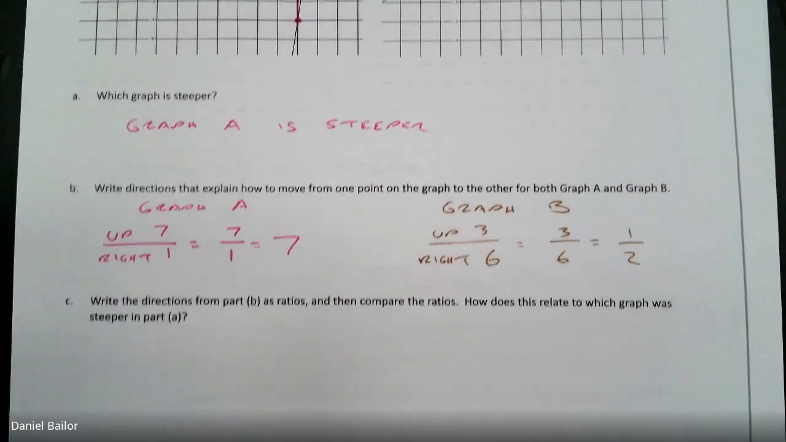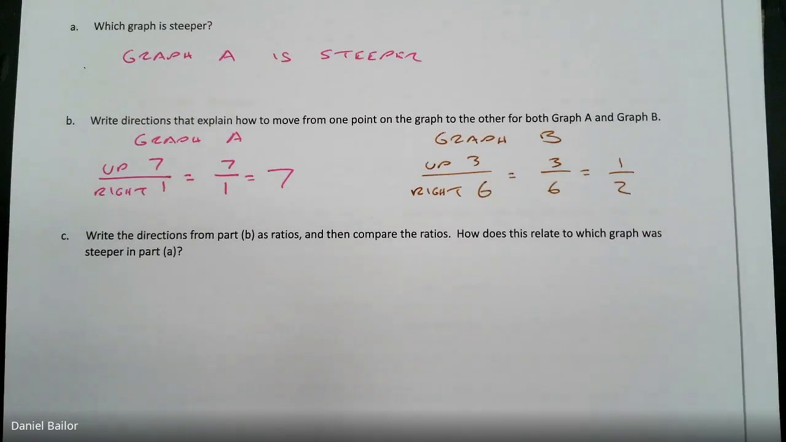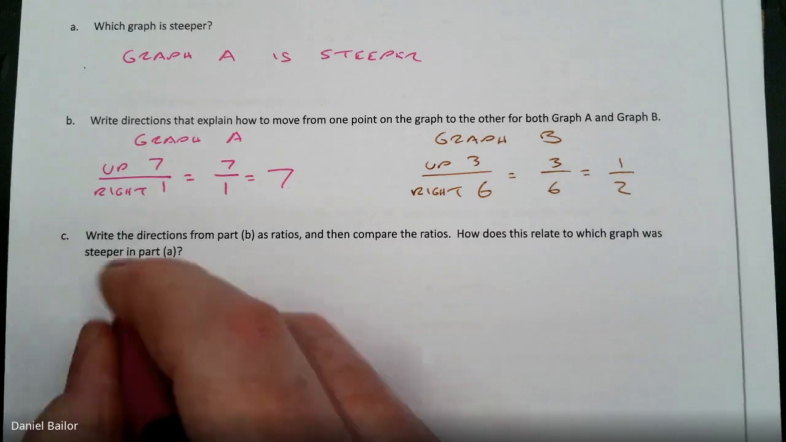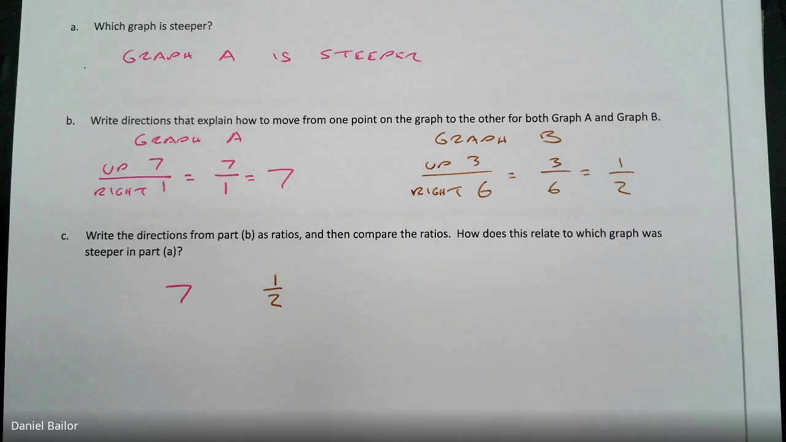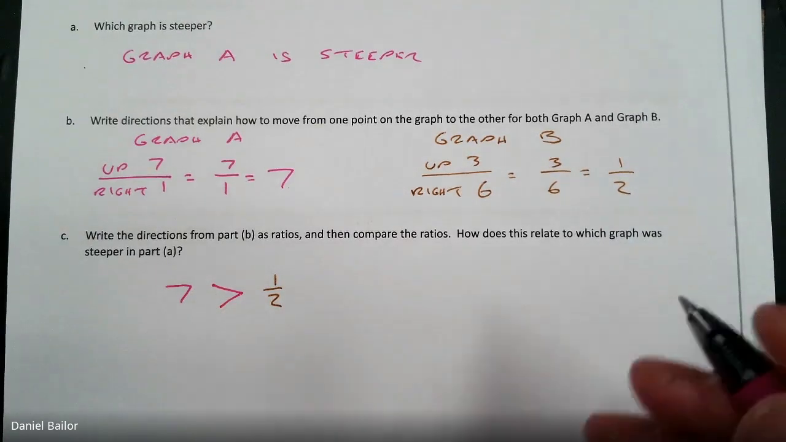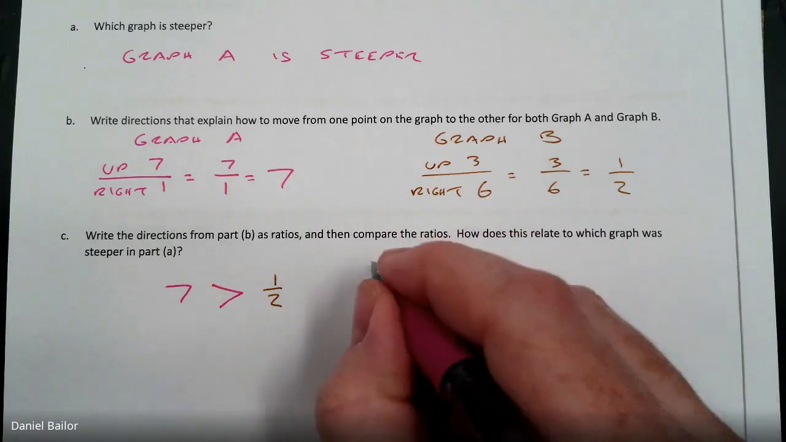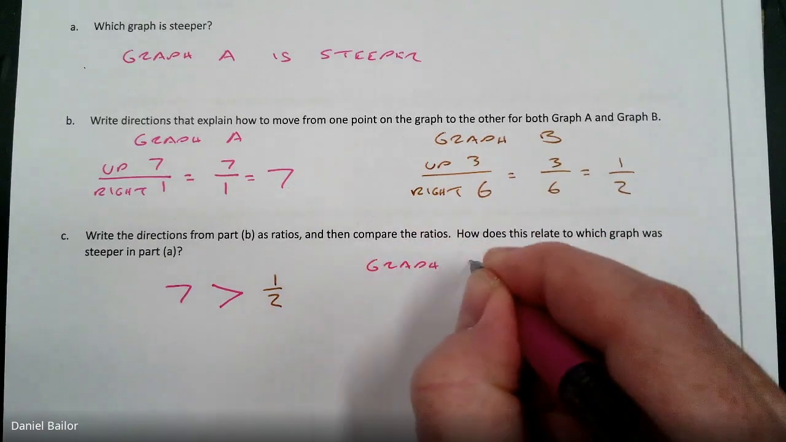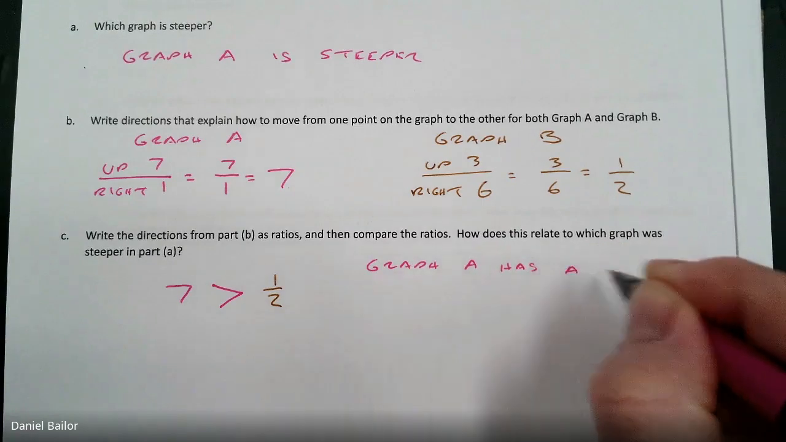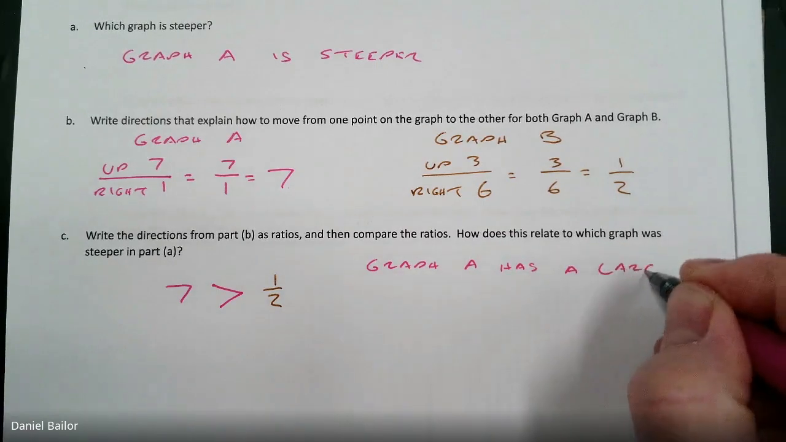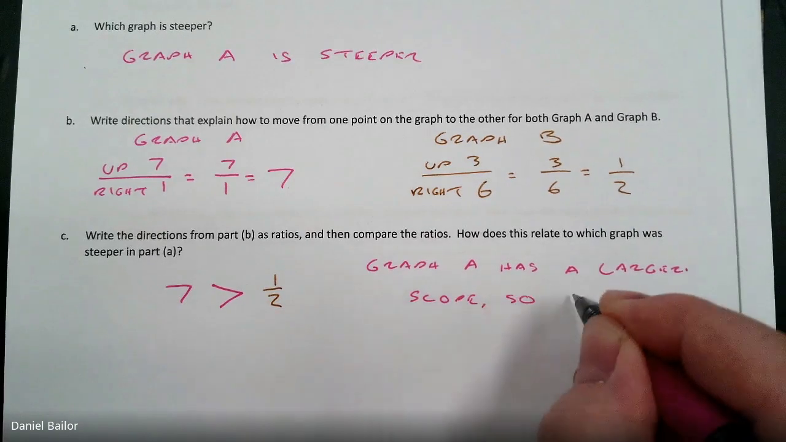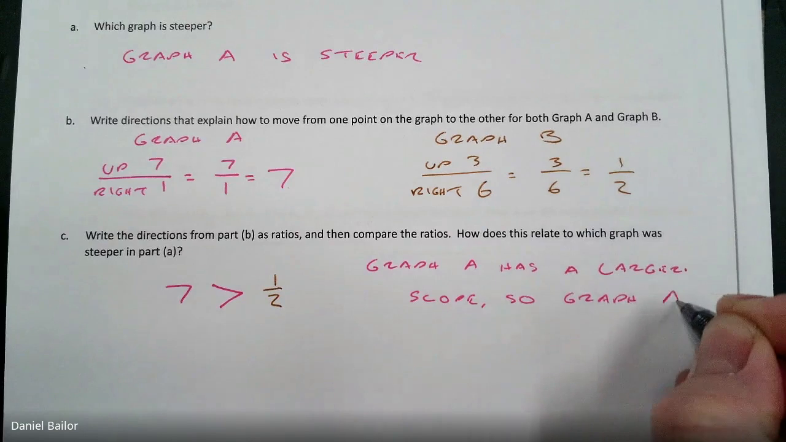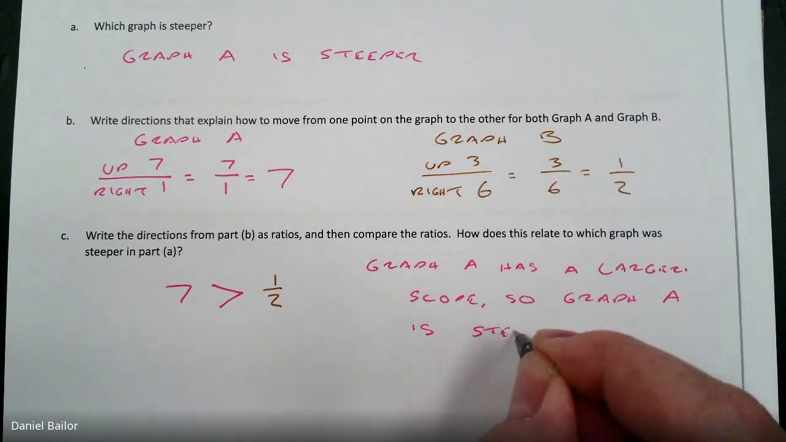For part C, it's asking us to compare them. So we have 7. And we have 1/2, and you know that 7 is greater than 1/2. So graph A has a larger slope, so graph A is steeper.